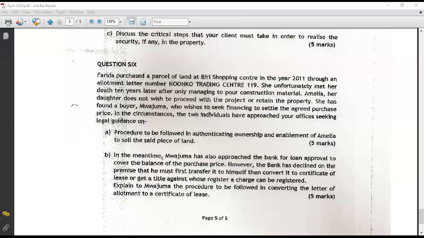So how would you answer this question then? This is how you answer the question: procedure to be followed in authenticating ownership. So remember, there is this company. First of all, the first step, this lady is called Amelia. You first ensure that you look at the allotment letter. The allotment letter has a description of the property, allottee names, and the terms of the allotment, and is usually issued like a share certificate.